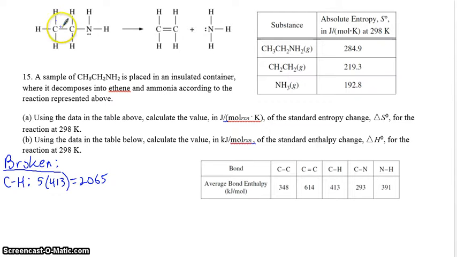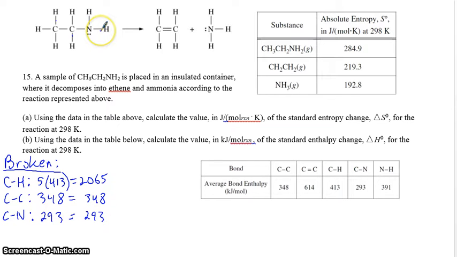Then I want to break a CC bond, a carbon-carbon single bond. That's going to be 348. There's only one of them, so 348. Then I'm going to break a CN bond right here. The CN bond is 293, which gives me 293.